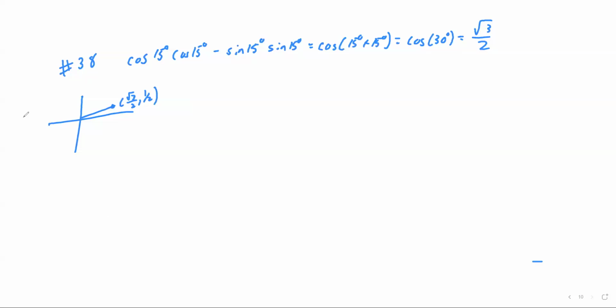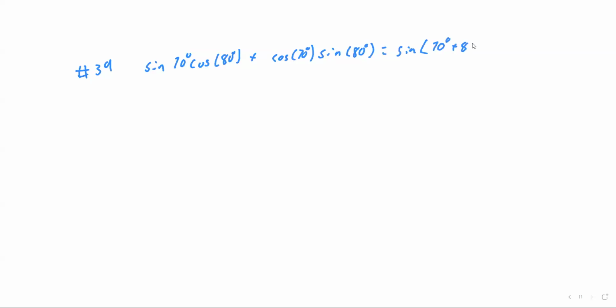Make sure you have one of every type. So let's look at number 39. 39 says sine of 70 degrees, cosine of 80 degrees, plus cosine of 70 degrees times sine of 80 degrees. Again, when I see a sine cosine plus cosine sine, I know that this is going to be sine of x plus y. So that's 70 plus 80, which will give us sine. What is that?